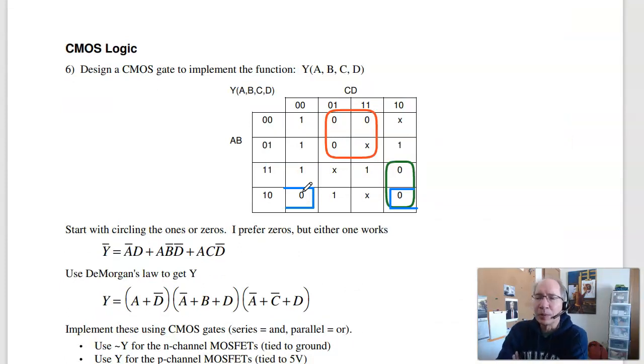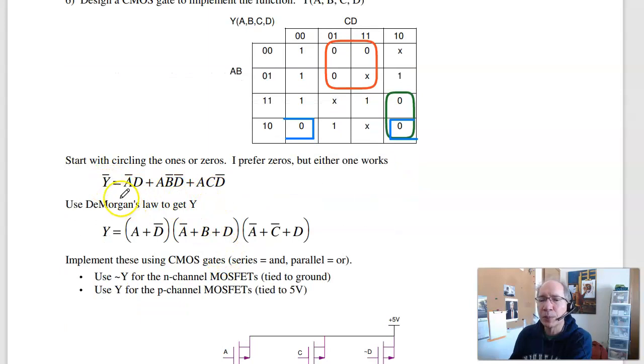The last problem is CMOS logic. Now, this is kind of a neat thing about CMOS. I don't have to go through the AND and OR gates. I can do it all at once. To come up with the logic to implement this function, I can circle the ones or circle the zeros, your pick. I personally prefer zeros. If you circle the zeros, I get Y bar, because I circled the zeros. That's A bar D, or A C D bar, or A B bar D bar.